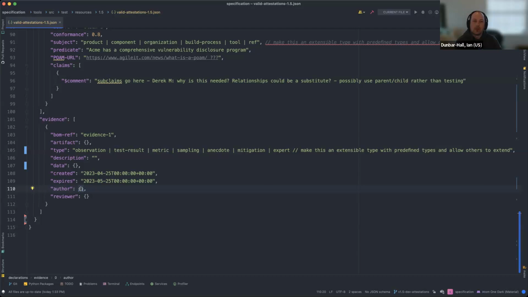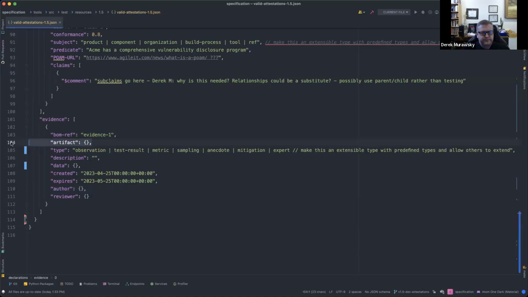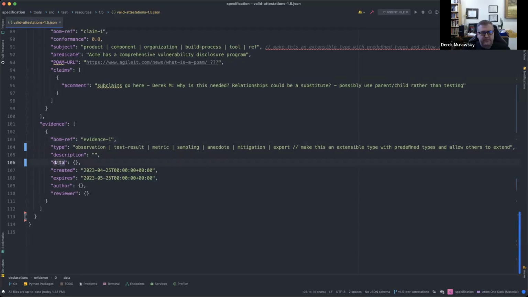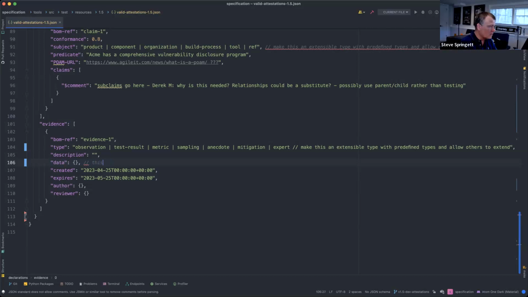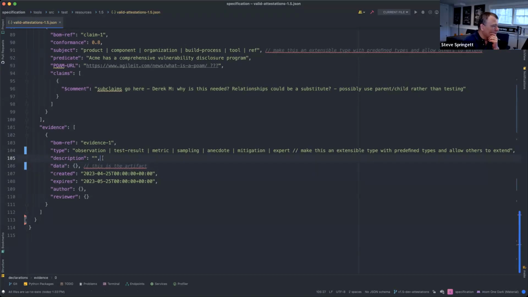On here, what's the difference between an artifact versus the data? Sorry, on evidence here, you have artifact. Is that effectively what you're including as evidence? I think so. Yeah. So to keep the noun standard with the rest of the CycloneDX world, we can just call it data, but then in the documentation we say it's the actual artifact or a reference to the artifact. Right. Okay. That's fine.